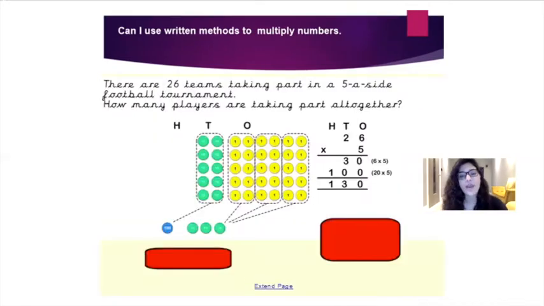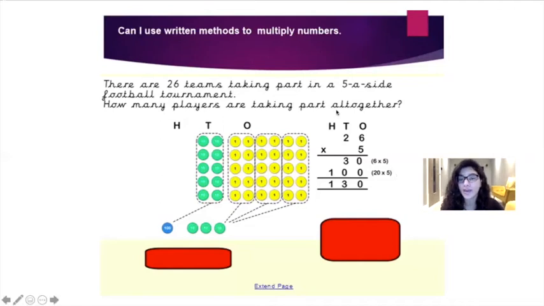So here is another way that you can separate the numbers in order to multiply them a lot easier. This question says there are 26 teams taking part in a 5-a-side football tournament. How many players are taking part all together? So 26 teams, 5-a-side football tournament, so you have to multiply 26 and 5.